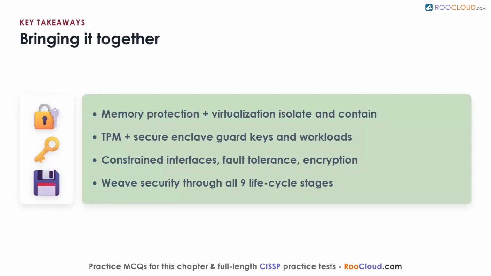So let's bring it together. Memory protection fences off each process. Virtualization isolates and contains risk, and hardware like a trusted platform module and a secure enclave guards keys and sensitive workloads at the deepest level. Constrained interfaces limit what each user can do, fault tolerance keeps systems running through failures, and encryption protects confidentiality and integrity everywhere. And you weave security through all 9 lifecycle stages, from gathering needs to secure disposal. Understand these capabilities, and you can evaluate any system with a clear eye.